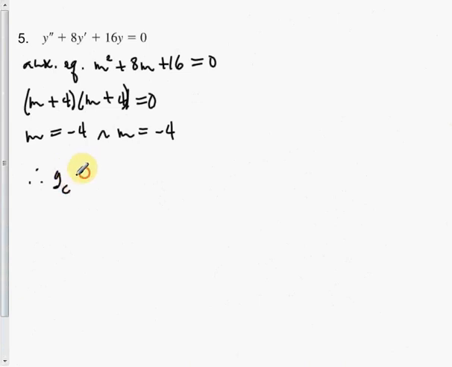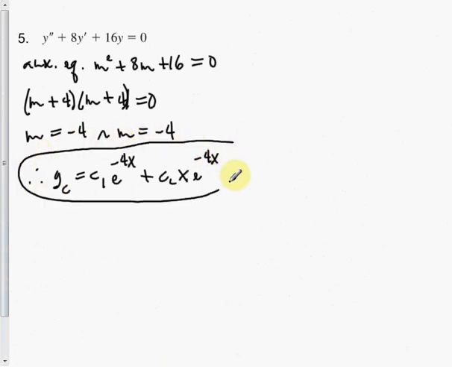So y sub c is equal to c sub 1 times e to the negative 4x plus c sub 2 times x times e to the negative 4x. That's it. Yes, that's right.